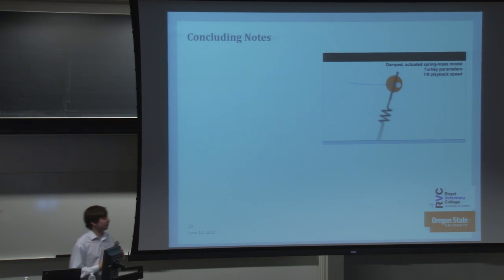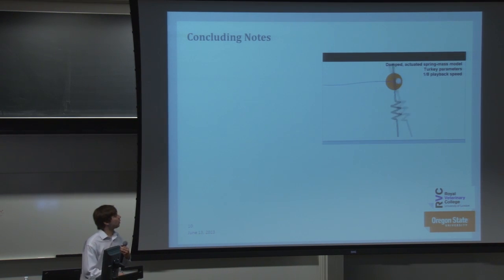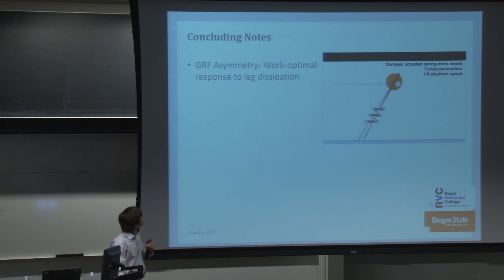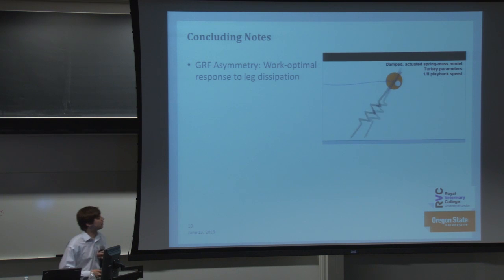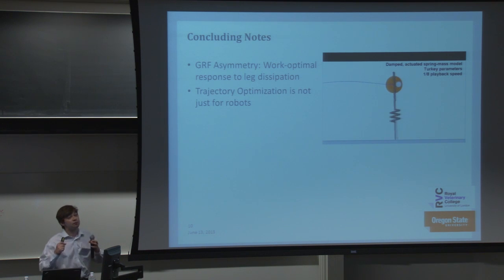So in conclusion, there's my model, this little cartoon hopping around. Don't worry, with 2 legs, it's not so extreme and it's kicking. But the GRF asymmetry can be explained by a work optimal dissipation response. At least that's how we try to explain it. And trajectory optimization is for everyone.